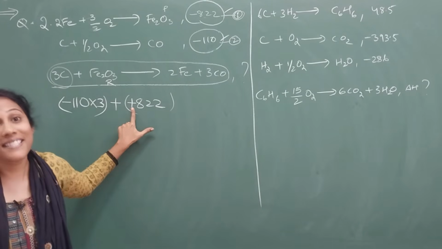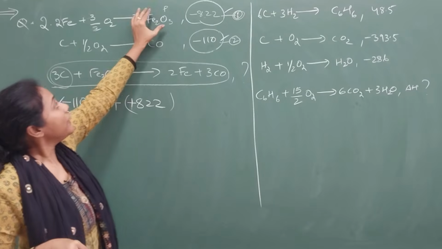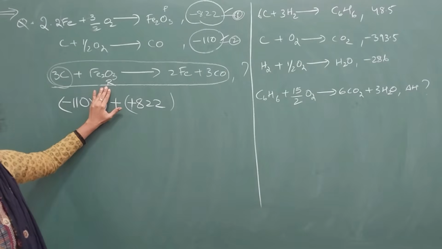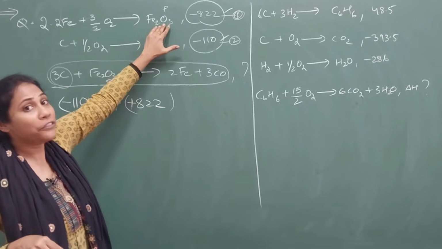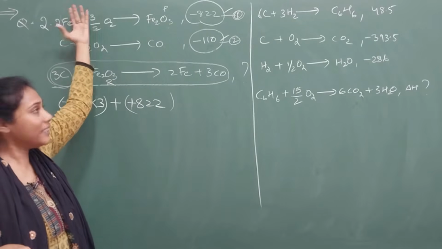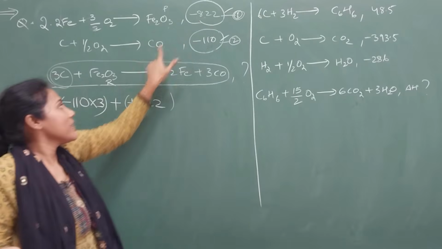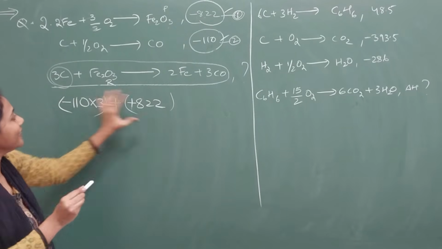I took plus 822. Okay, so why? Because Fe2O3 in my desired reaction is in the reactant side, but in the given equation it is given in the product. So I have to write this reaction reversed, right? When I reverse this reaction, this sign also becomes reversed. That is the reason I took plus 822. That's it. You are adding these two.